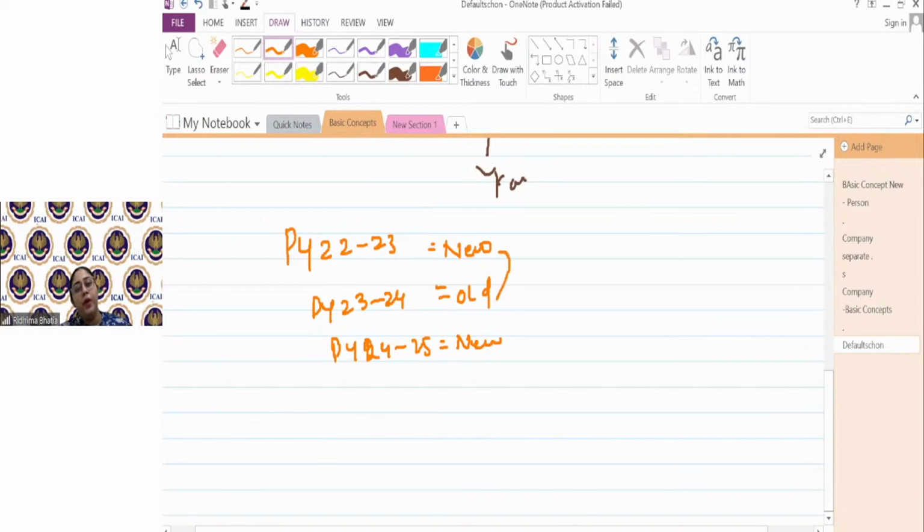So you can opt out from the new scheme and opt in again anytime. Opt out and choose old scheme, opt in and choose new scheme again. You can do it anytime you want. It's not that you have to make an informed decision for the coming years. No, you can opt in, opt out basis your income.